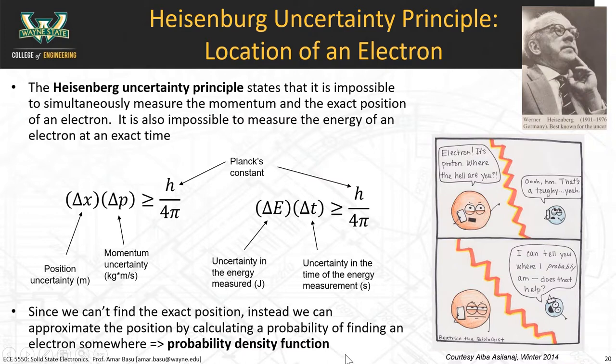A word on units. Remember, Planck's constant can be given in joules times second. So E times T, this is joules and this is seconds. And Planck's constant can also be decomposed into kilograms, meters, and such. And so this equation is also equivalent.